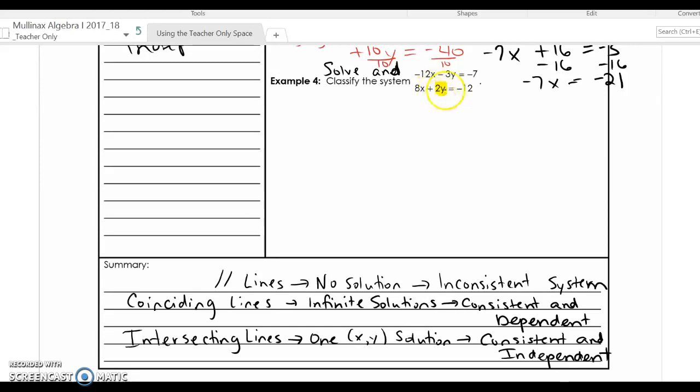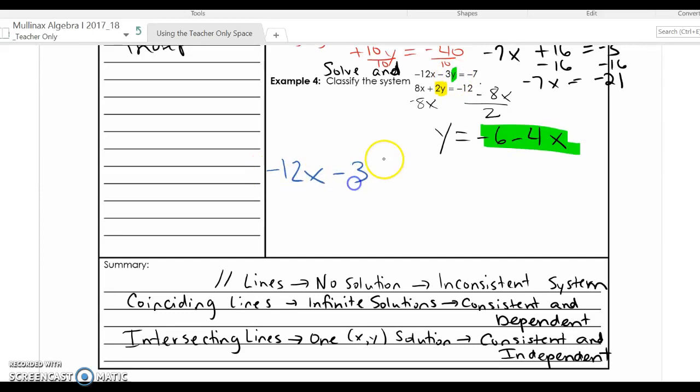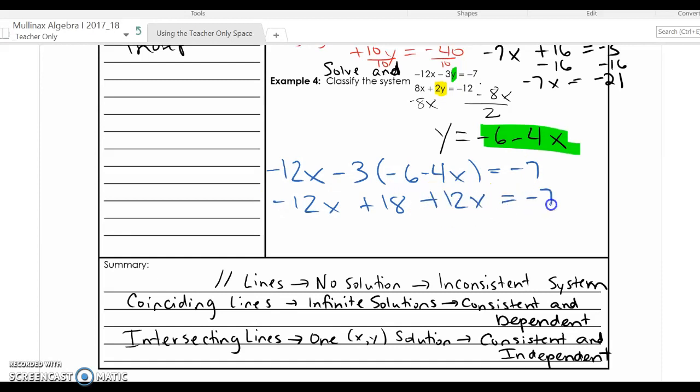So you can see I highlighted this 2y because if I subtract 8x on both sides, I could then divide by 2, and I would get y equals negative 6 minus 4x. No fractions. Now I know what y equals. I'm going to substitute it for y, and then I will solve the resulting equation. Negative 12x minus 3 times negative 6 minus 4x equals negative 7. Negative 12x plus 18 plus 12x equals negative 7.